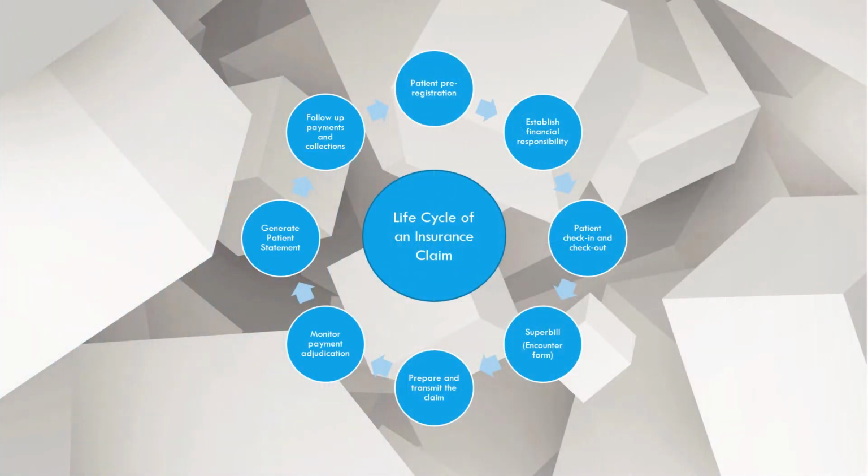Here you'll see we have the life cycle of an insurance claim. It starts with patient pre-registration, followed by establishing financial responsibility, patient check-in and check-out, super bill, which is the encounter form, preparing and transmitting the claim, monitoring payment adjudication, generating a patient statement, and follow up on the payments and collections. Each time the patient visits, the cycle starts again.